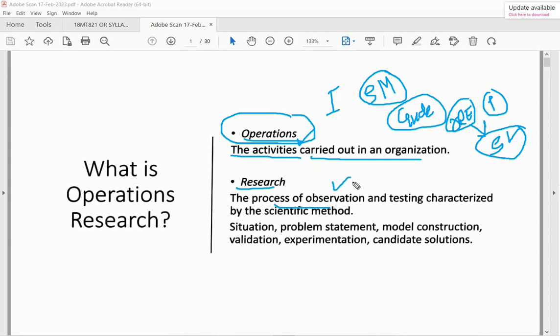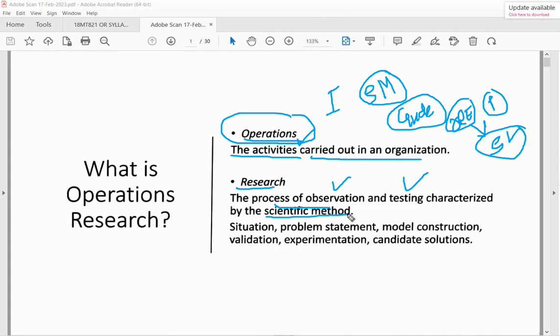By that, proper observation will take place. Then obviously there will be proper testing, characterized by the use of the scientific method. Because any industry will adopt scientific techniques. Those techniques are most commonly used to resolve the problems produced during the process of execution. For that reason, proper research should be present.